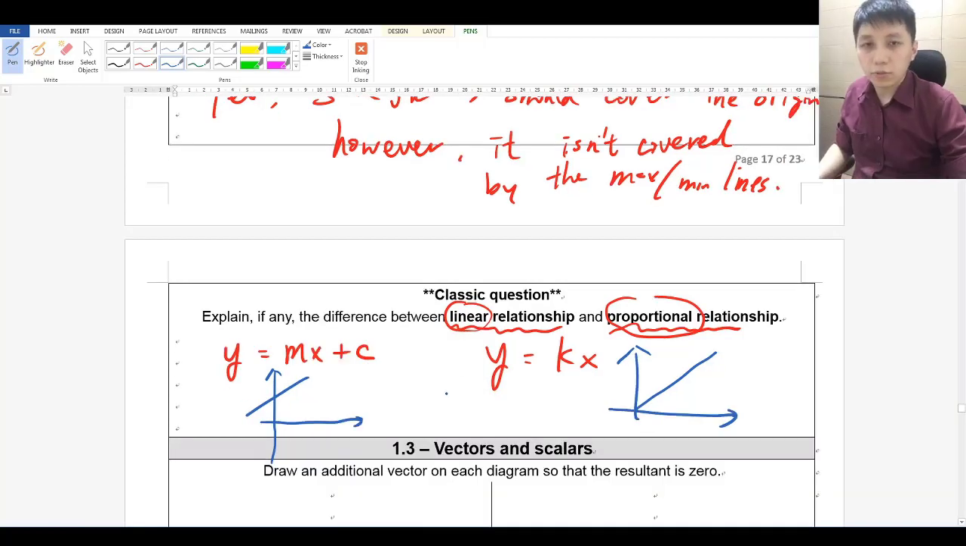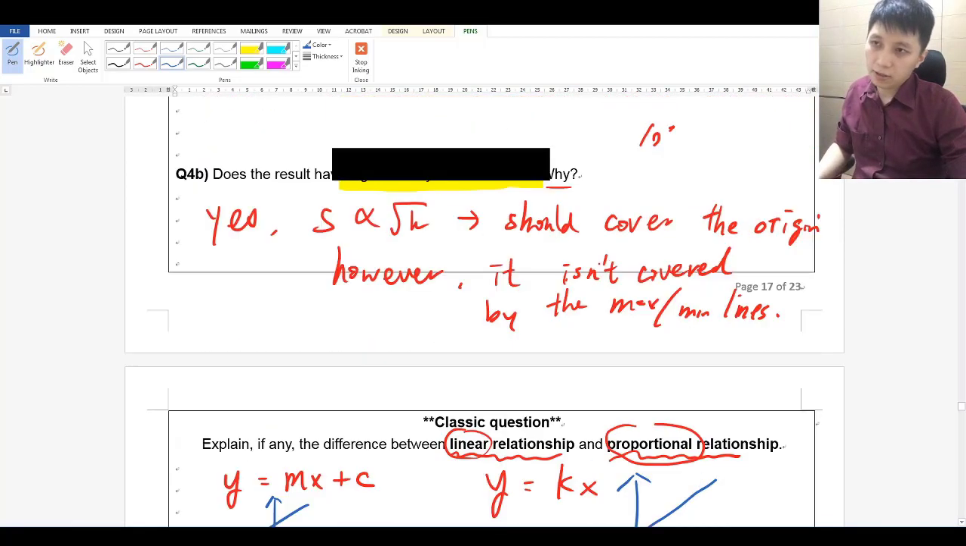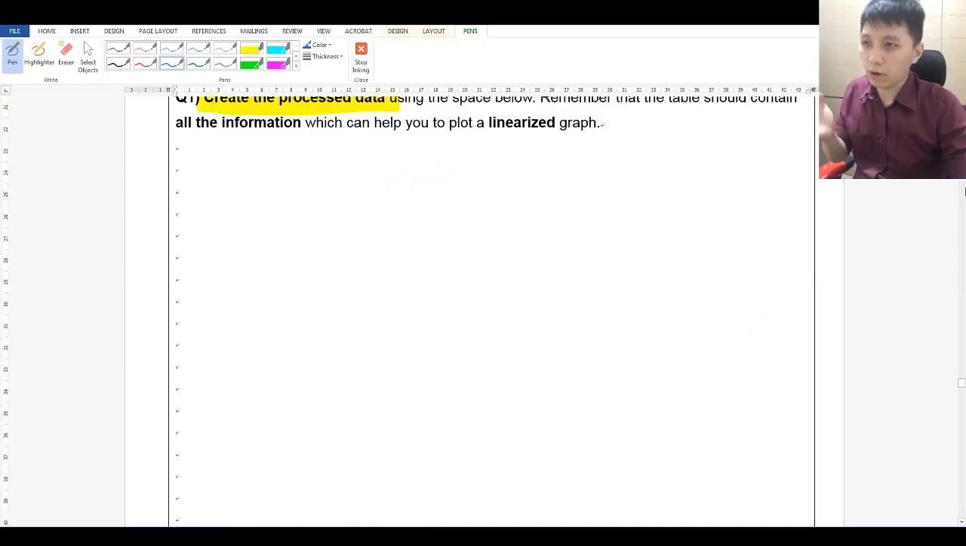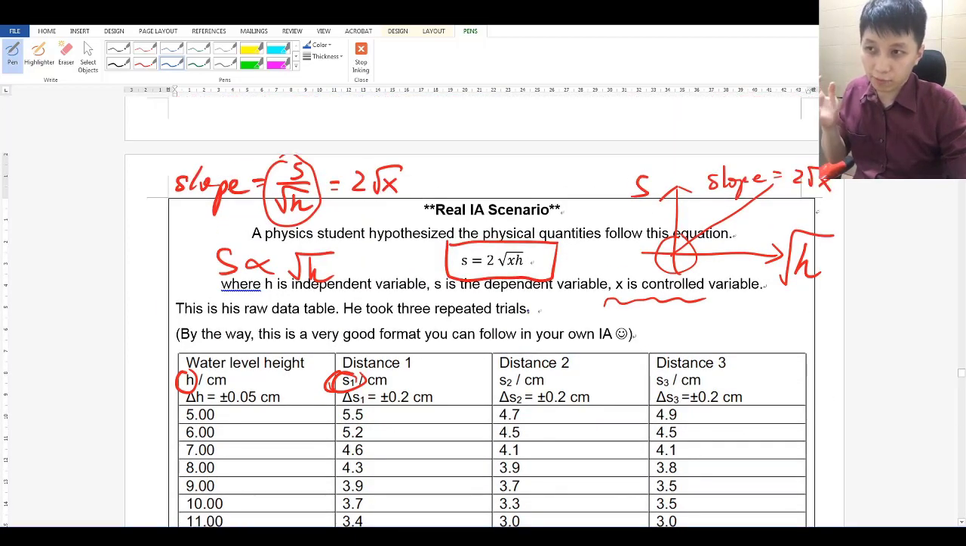The reason why I talk about this is because when you try to judge your systematic error just now, you have to understand that it was because our original framework told us that it is supposed to be proportional, and that means passing through the origin. Then we check whether or not the max mean line covers the origin. In the case that maybe you have your own IA with another physical framework, that means the equation, then you may have a y-intercept even if you linearize it.